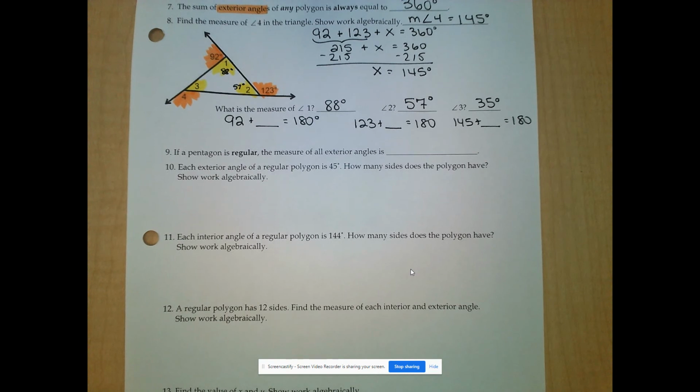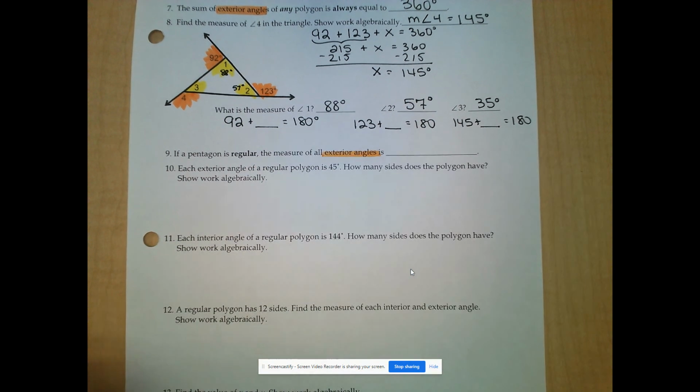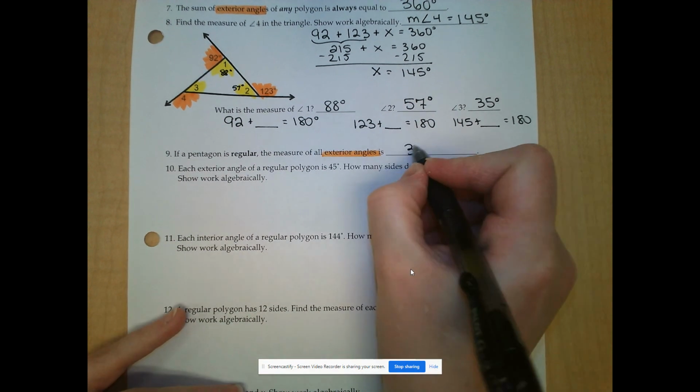If a pentagon is regular, the measure of all exterior angles is blank. All exterior angles have a sum, no matter what, of 360 degrees.